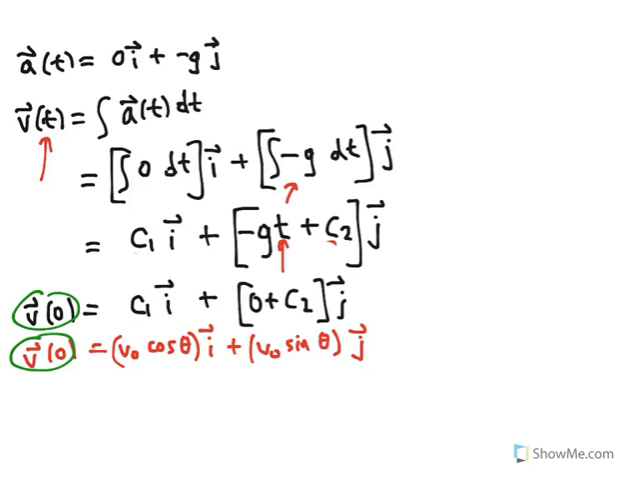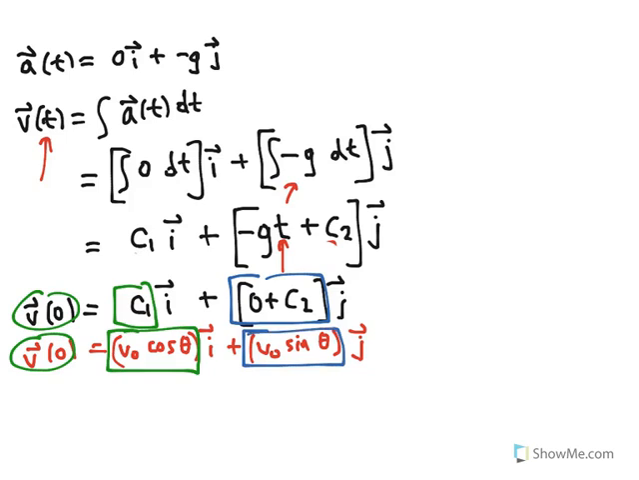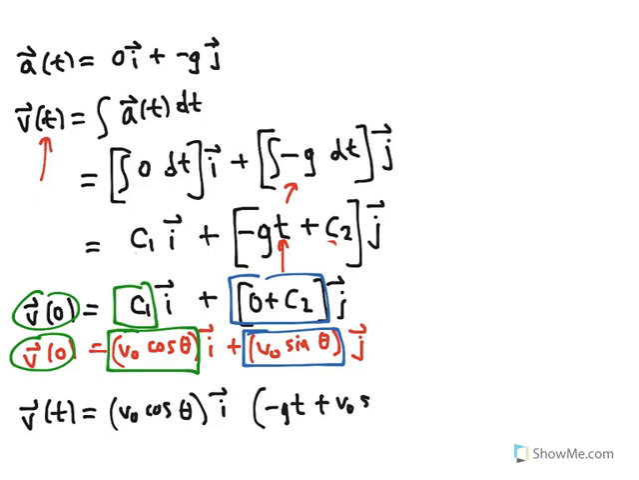Since both of these vectors are the same, v naught, they need to be equal, which means their horizontal components have to be equal, and of course their vertical components have to be equal. So that tells me the values of the two constants c sub 1 and c sub 2. So using that, I can write my velocity vector v of t is equal to c sub 1 i, which would be v naught cosine theta i, and negative g t plus c sub 2. And c sub 2 is equal to v naught sine theta j.